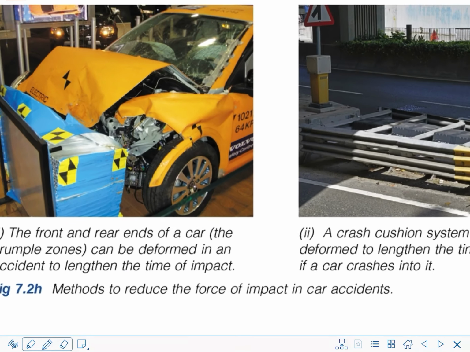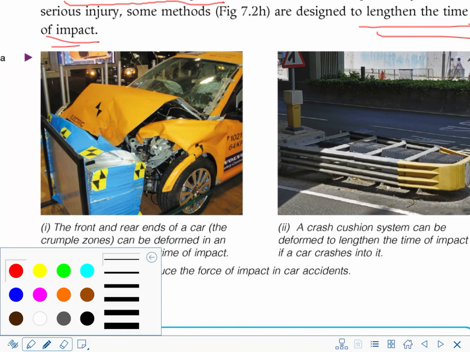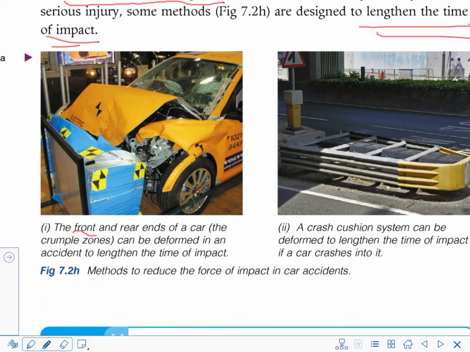There are two examples, so please pay attention to this. Maybe you should underline them. Front and rear part. Okay, the end of the car, the rear part. We will say the crumple zones can deform in an accident. During the collision, it deforms. The deformation means it can lengthen the time of impact before the car comes to a stop.